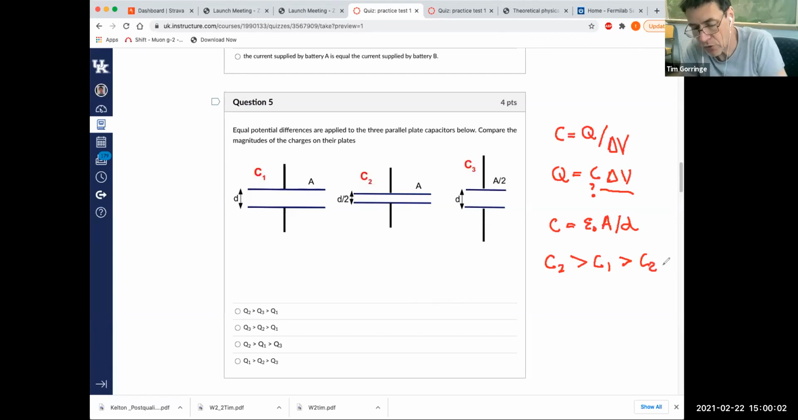So if this is the ordering of the capacitances, by this proportionality between capacitance and charge for the same applied voltage, then Q2 must be biggest, Q1 must be next, and finally Q3 will be smallest.